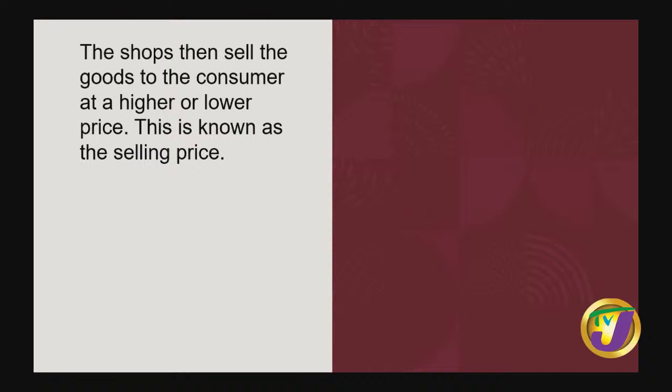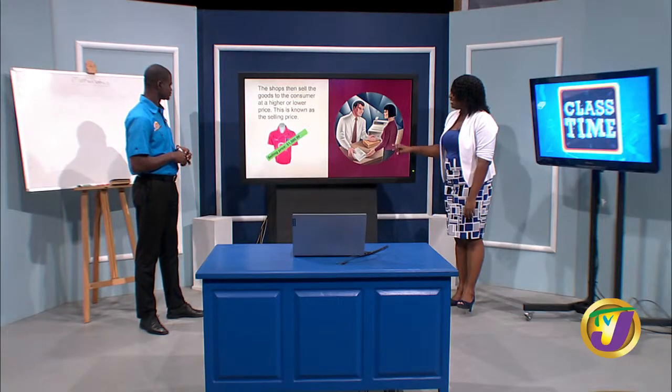Then, the shops then sell the goods to the consumer at a higher or lower price. That is known as the selling price. So first we go to the manufacturer, we get some goods, then I'm now the merchant, and I sell back these goods at maybe a higher or a lower price, depending on what is happening in the market. That's what you're saying, right? Yeah, definitely. So, that's me right there.